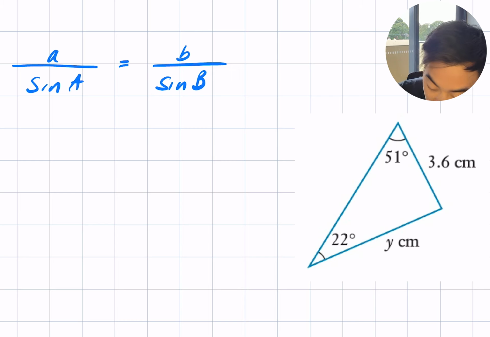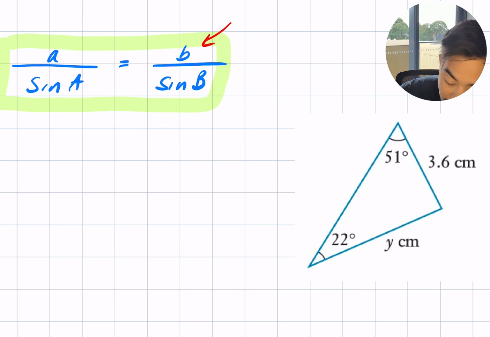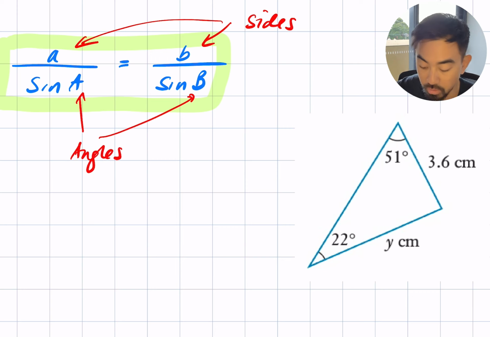Alright, so you've seen here, I've written the formula out. a over sine A is equal to b over sine B. Now, what you just need to know is little a and little b represent the sides and big A and big B represent the angles. Okay, so it's pretty straightforward.